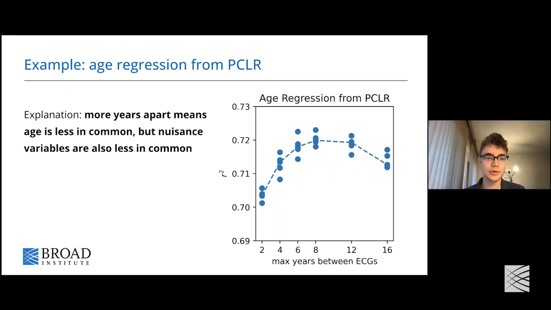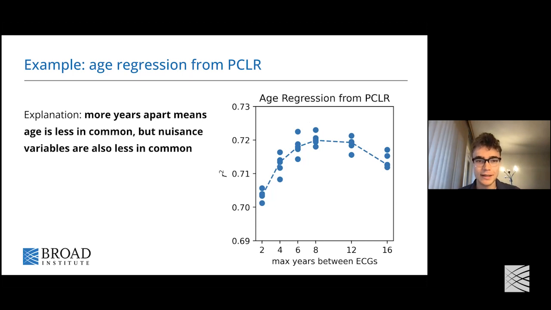We also tried age regression using the exact same experimental setup. This case looks incredibly similar to the figure from the paper a few slides ago, where there are different amounts of overlapping information between the pairs. It turned out that this 8-years-apart model had the best downstream R² for regressing age from the ECG. And again, more years apart between the ECGs means there are fewer age features in common, but there are also fewer distraction variables in common.